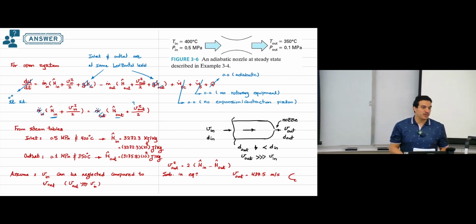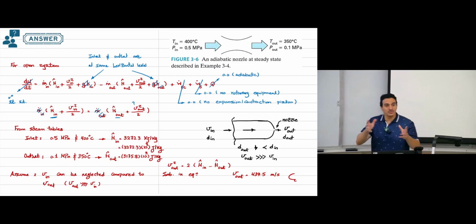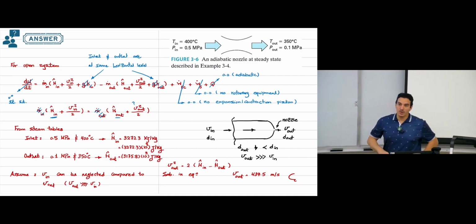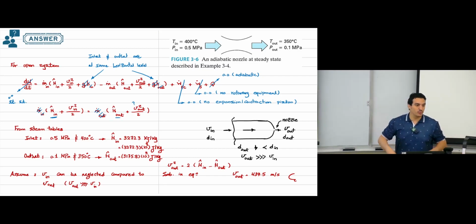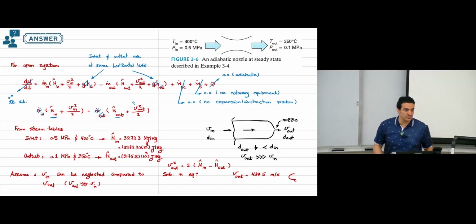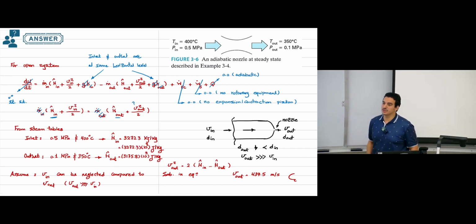So this is the principle: how we can use our understanding of conservation of mass, and how we can use the mathematical form of the first law of thermodynamics, conservation of energy, to analyze different equipment. Clear?